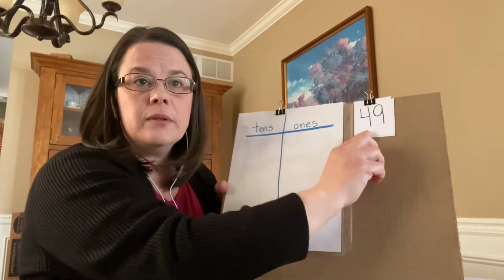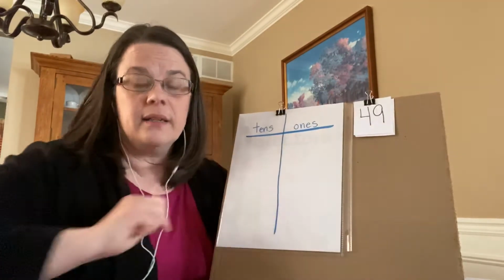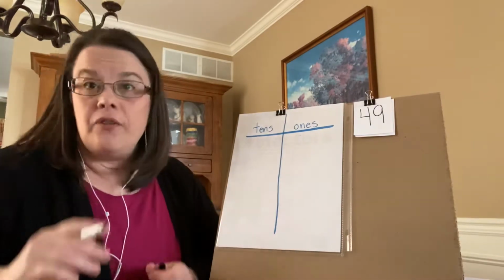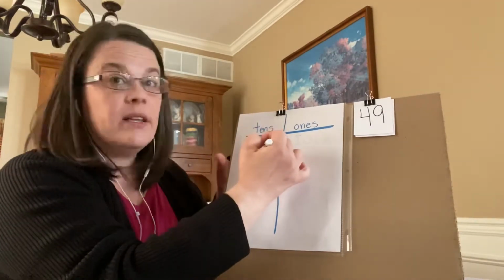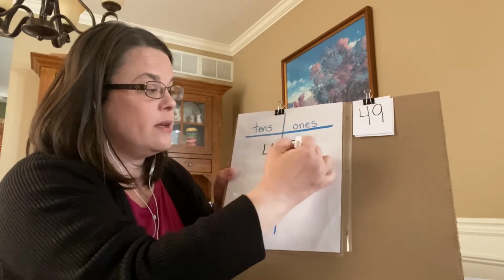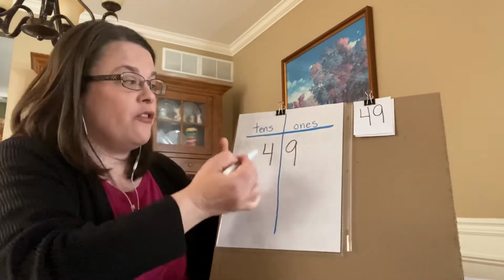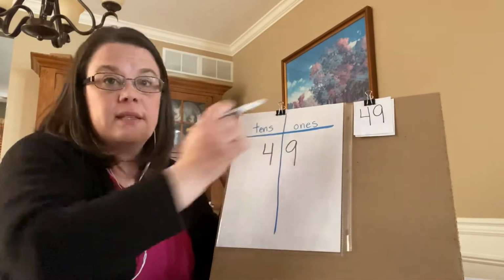This is the number, let's see if you can see it. This is the number 49, okay? If you're not sure, write it in the tens place starting from left to right. And you can now look at your labels and realize, 4 is in the tens place, 9 is in the ones place.